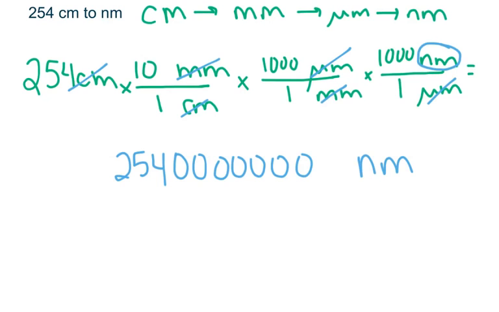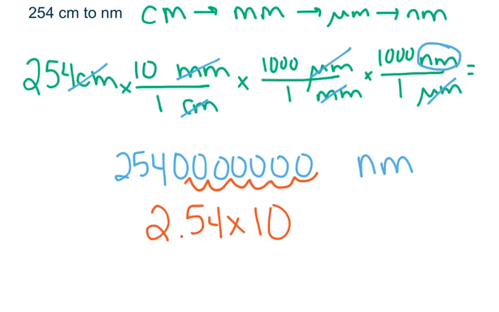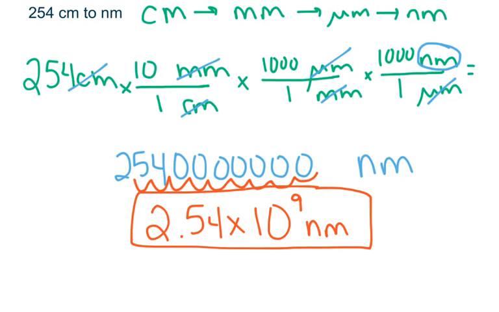Now that's a really, really big number, so let's put it in scientific notation. When we put it in scientific notation, the decimal goes between the 2 and the 5. Those are our only significant figures. None of those zeros are significant. Times 10 to the something. Well, we move the decimal over 1, 2, 3, 4, 5, 6, 7, 8, 9. Move it over 9 places, and then nanometers. And then box or circle your final answer to make it clear what you want me to grade.